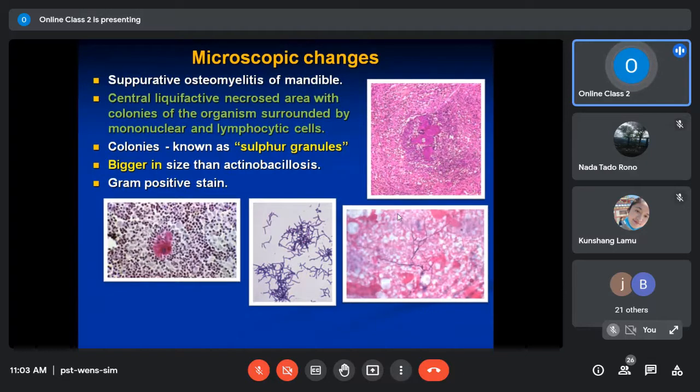The lesions show the presence of yellowish granules, what we call sulfur granules. The gram-positive organisms of Actinomyces bovis may also be present and can be stained using Gram staining. They can be demonstrated from those abscesses by making a smear.